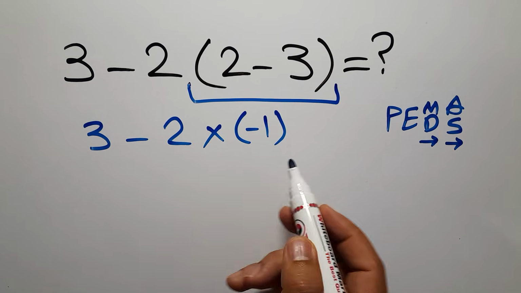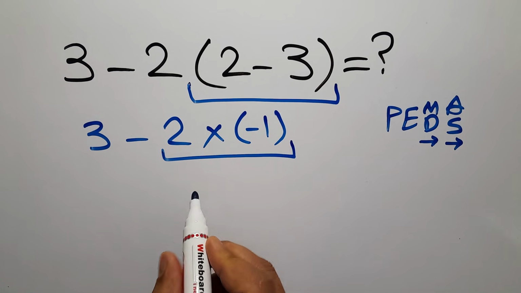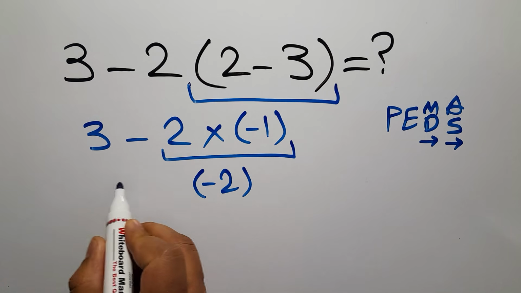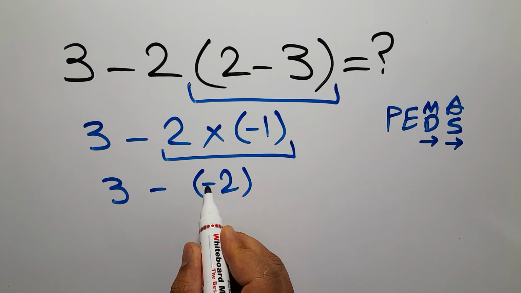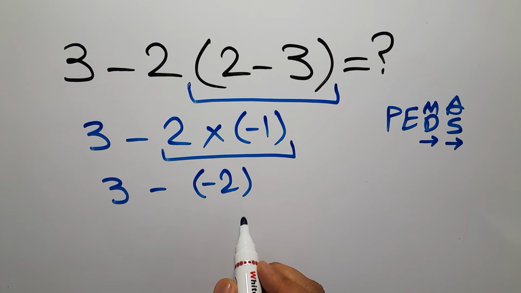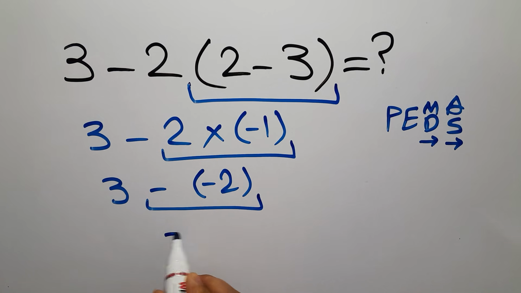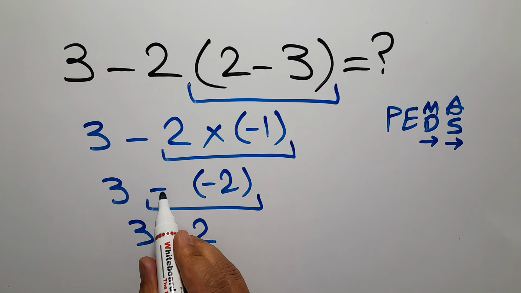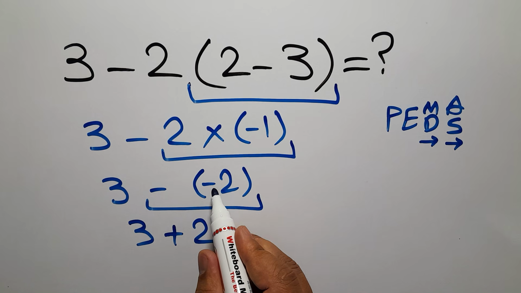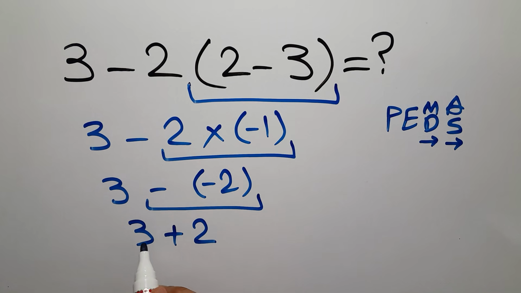2 times negative 1 gives us negative 2. So we have 3 minus negative 2. Instead of minus negative 2, we can write plus 2. Okay, so we have just 3 plus 2. So 3 plus 2, which equals 5.